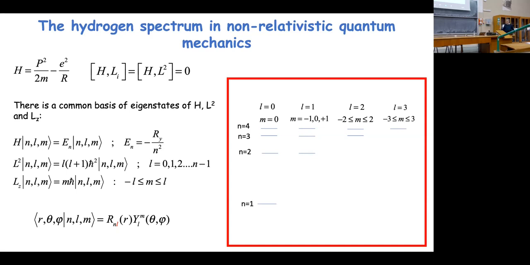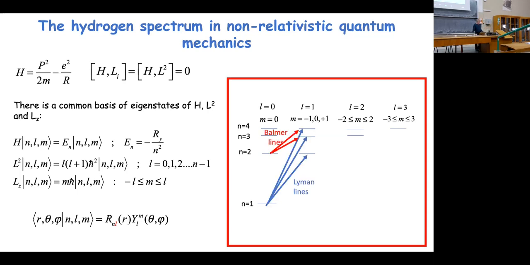N equal 1 is the ground state. N equal 2 is the first excited state, which corresponds to L equal 0 and L equal 1. For N equal 3, you can have 0, 1, and 2. For N equal 4, you have 0, 1, 2, and 3, and so on. And so you have more and more states which are degenerate, which have the same energy when you climb the scale of the energy levels in hydrogen.